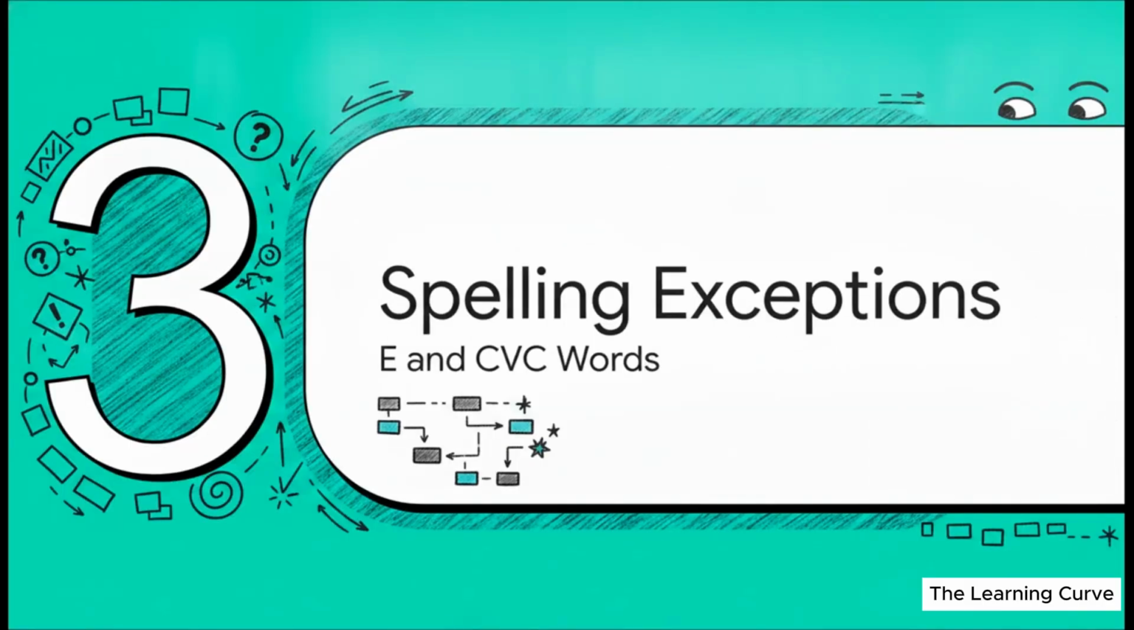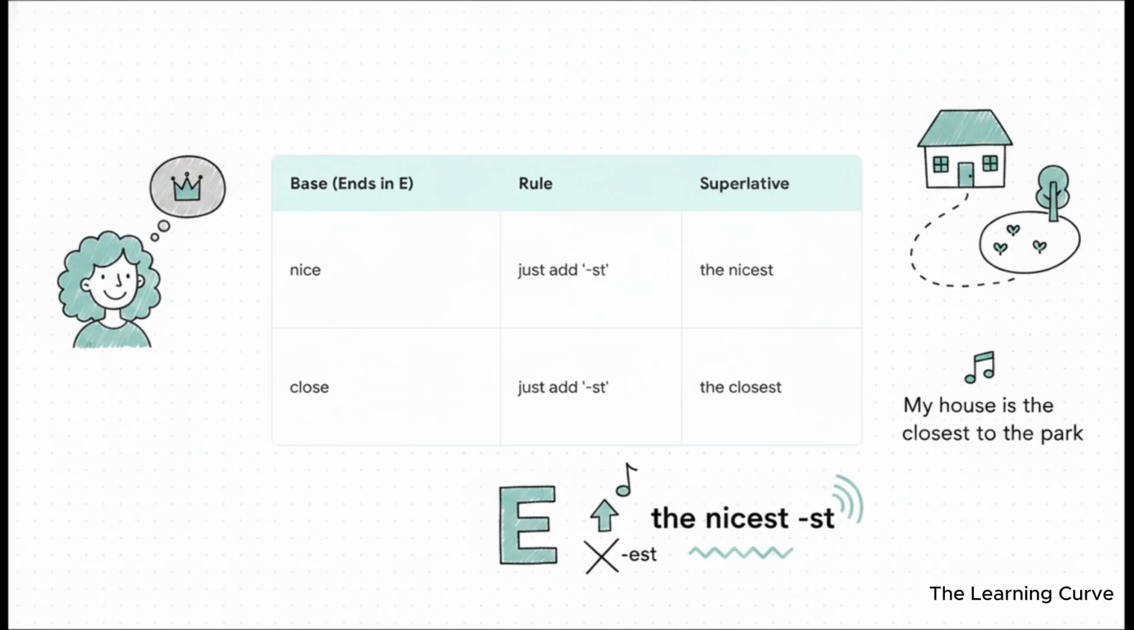Section 3. Tricky spelling exceptions. Words ending in E and CVC words. Now, what's really interesting about this slide is how slight spelling quirks change up our core rule. First up, what happens if your short adjective already ends in the letter E? Well, you definitely don't want to just jam another E on there and make it look completely weird. So you simply add ST. Nice just drops right into place as the nicest, like she's the nicest person I know. Close seamlessly becomes the closest, as in my house is the closest to the park. We keep that ST sound, but we save ourselves from writing a double E.